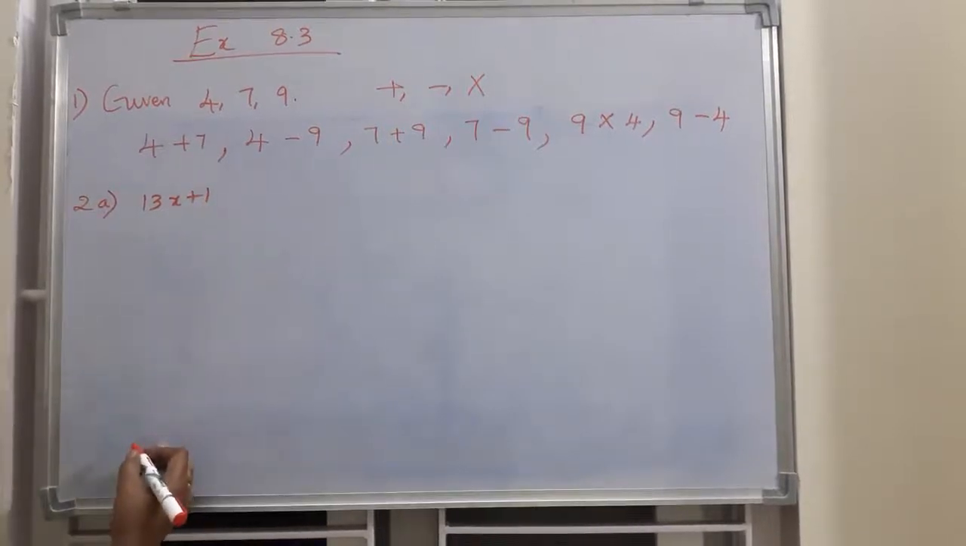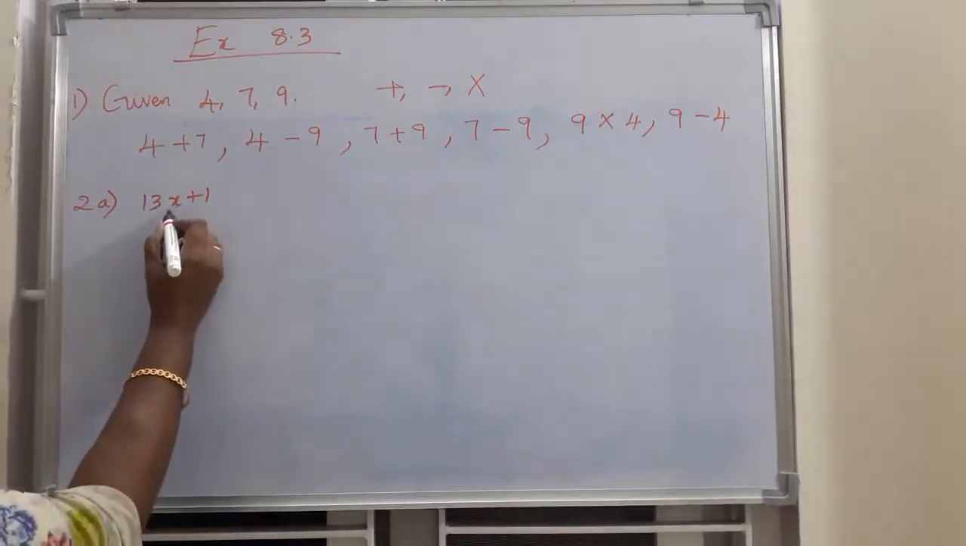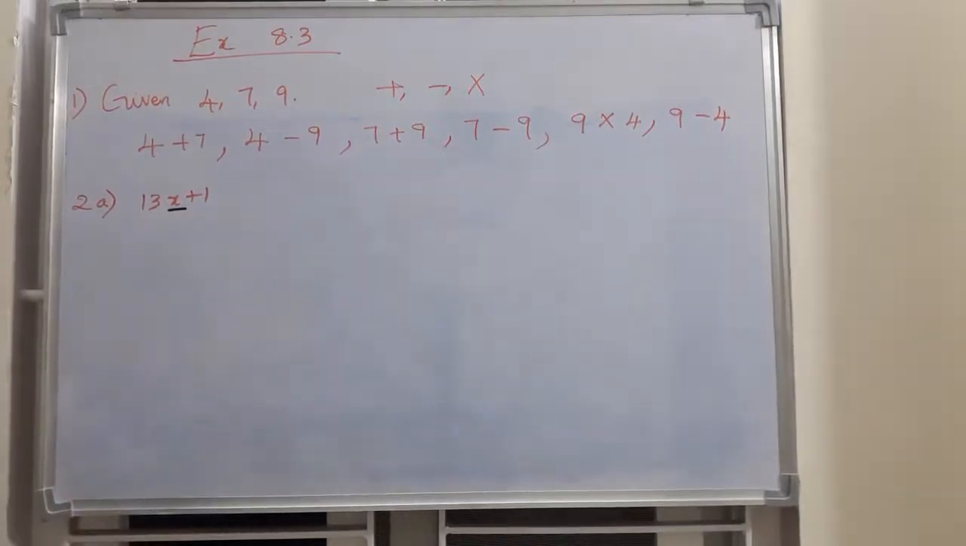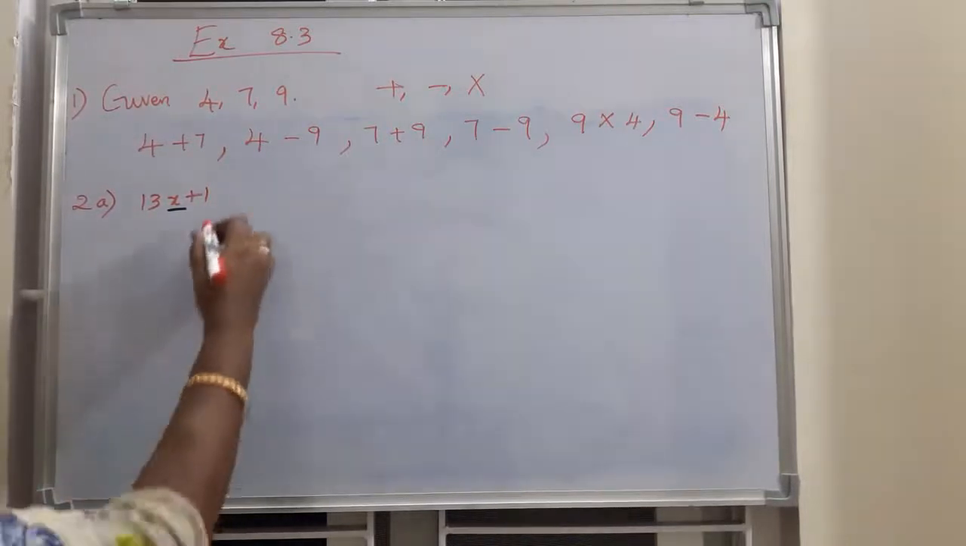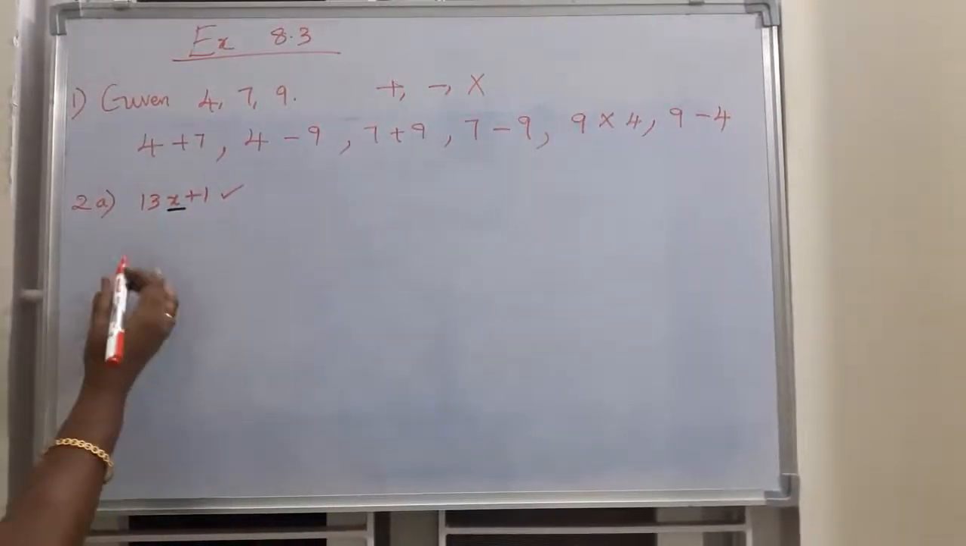Can you see the variable? So where is the variable in this? Here it is, hiding over here. So this is the variable. So is it having a variable? Yes, it is having a variable. So I just put a tick. You can just put a tick with a pencil, no problem at all.